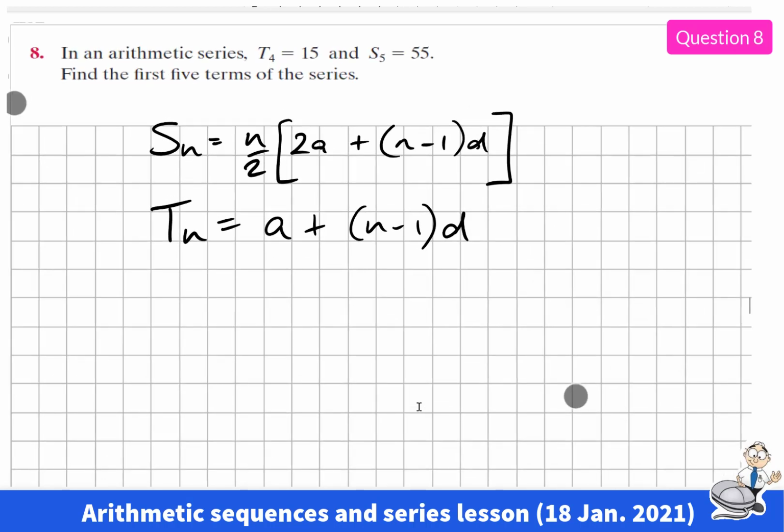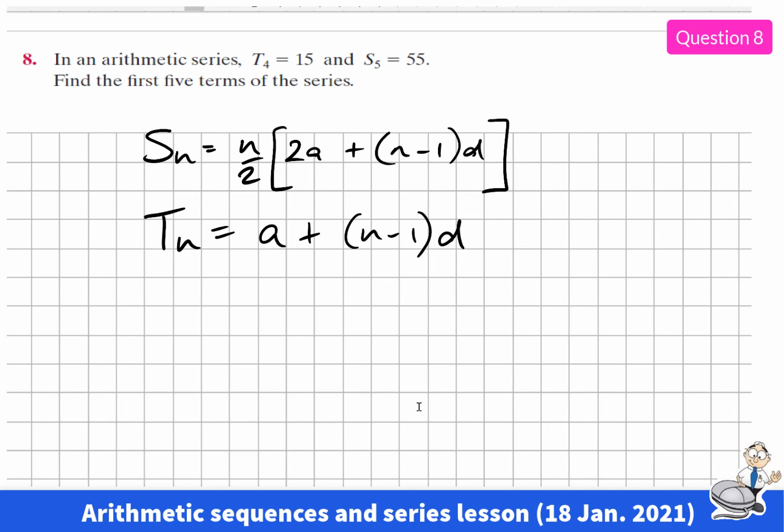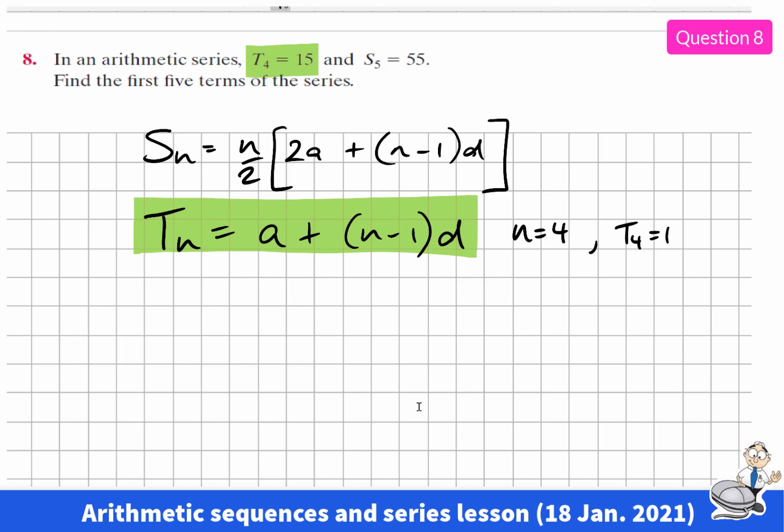So this is a really good question. Thanks for asking it. And there's more than one way of doing it. If I look at the term formula first, this term formula has, if you wish, 3 bits of information that I need. It has an a, d, and a term n. What I know is 2 of those bits of information. I know that when n is equal to 4, the term 4 is equal to 15. So I know the n and the term n.